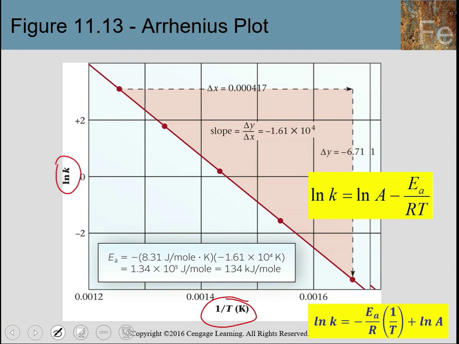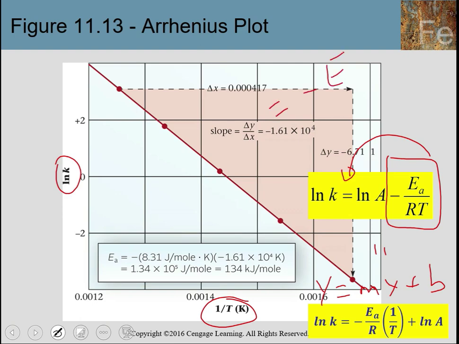then you would have gotten a straight line. And what's kind of cool about this is this equation down here, these two are the same. These two equations are the same. They're just written differently. I took this negative Ea over RT and put it in the front. And then I pulled out the 1 over T because this is in the y equals mx plus b format, where the slope is going to be negative Ea over R.